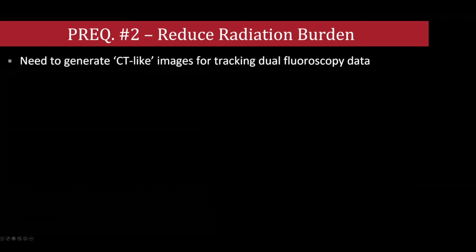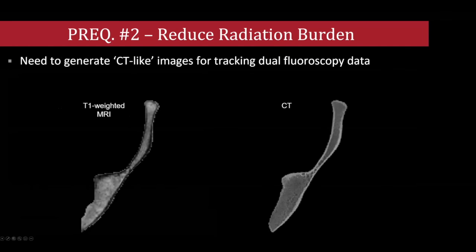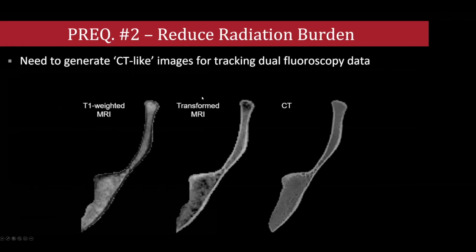So we also need to create CT-like images for tracking with the dual fluoro data. So here's an example where we're taking a T1 weighted image, and then we're transforming this to kind of look like a CT image. And then we're using that as part of the dual fluoroscopy registration procedure, and it actually works quite well.